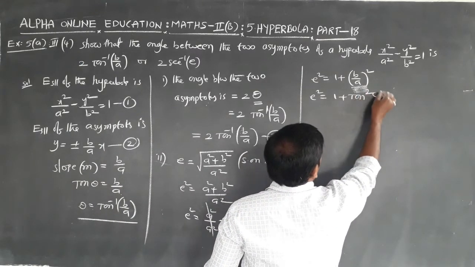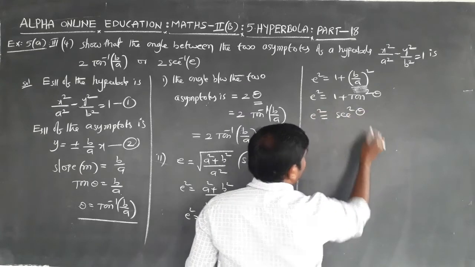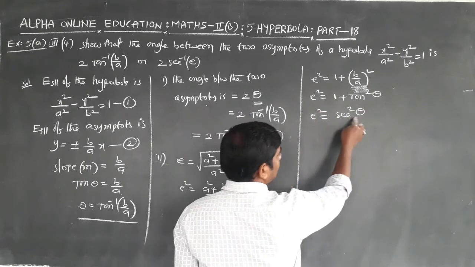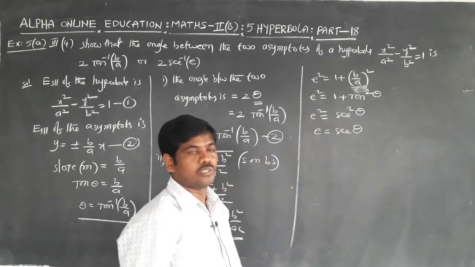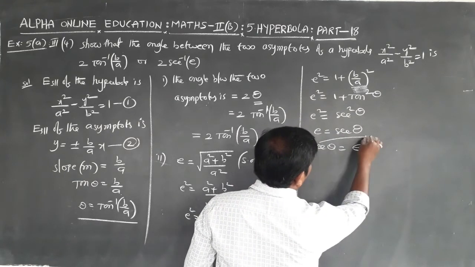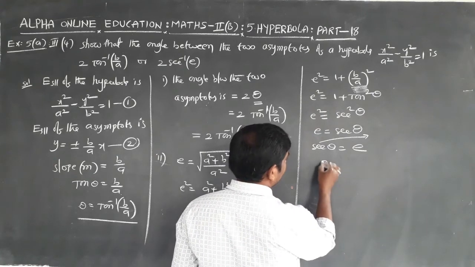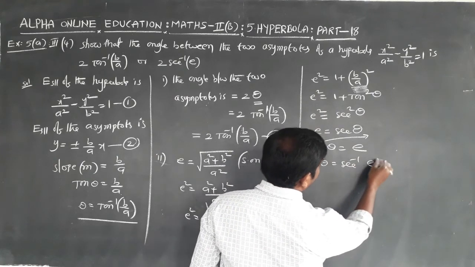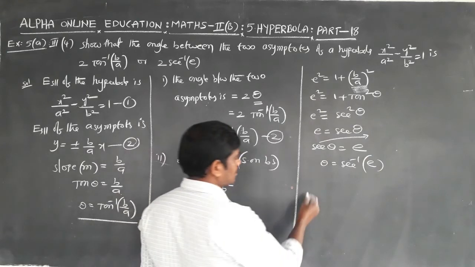E square equal to 1 plus tan square theta, since b by a is tan theta. 1 plus tan square theta means secant square theta. E square equal to secant square theta means e is equal to secant theta. Secant theta is equal to e means, taking secant inverse on both sides, theta equal to secant inverse of e.